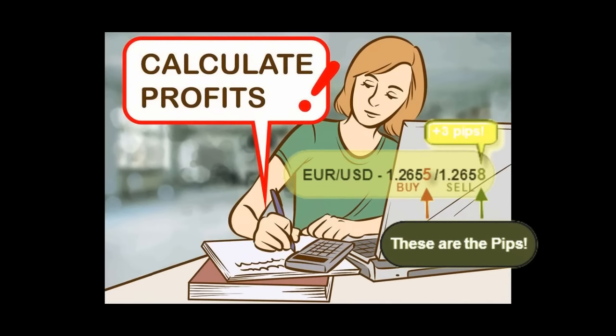For example, if your euro to US dollar trade moves from 1.2655 to 1.2658, your currency value has increased by 3 pips. Multiply the number of pips that your account has changed by the exchange rate. This calculation will tell you how much your account has increased or decreased in value.